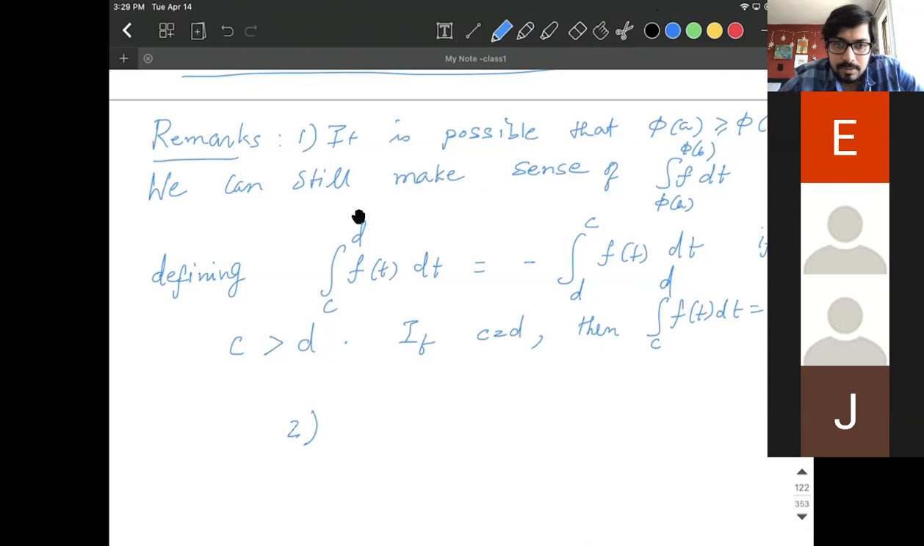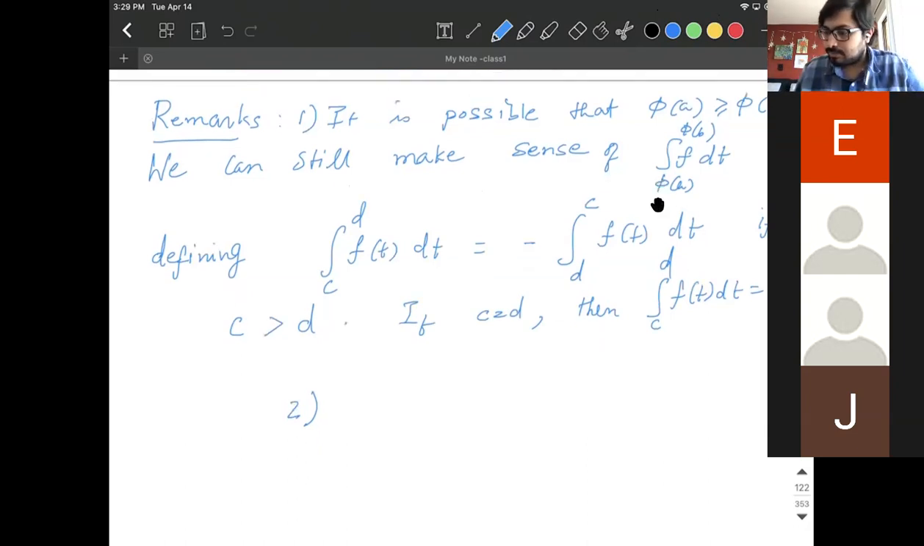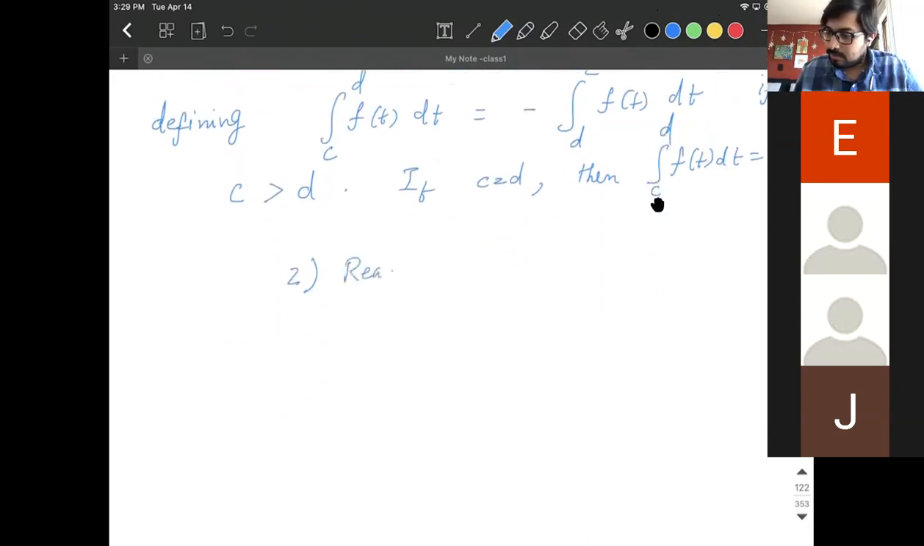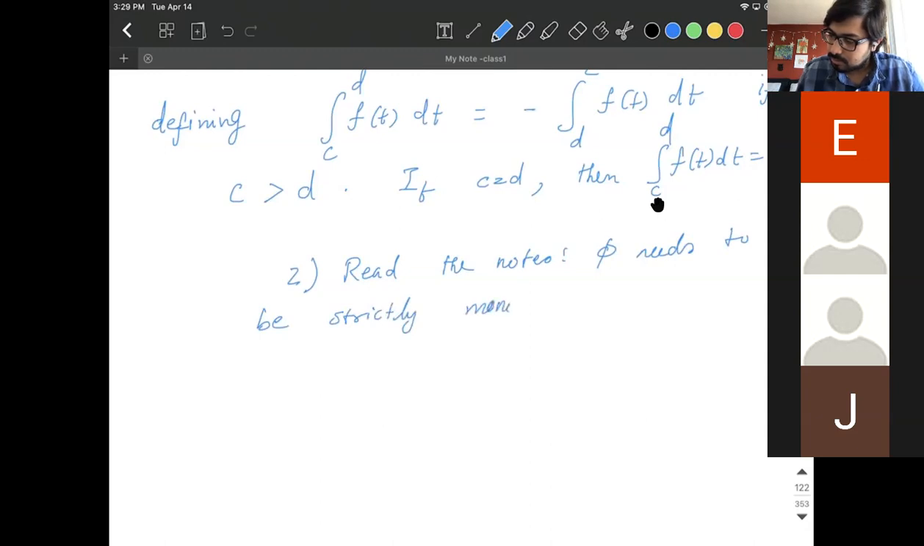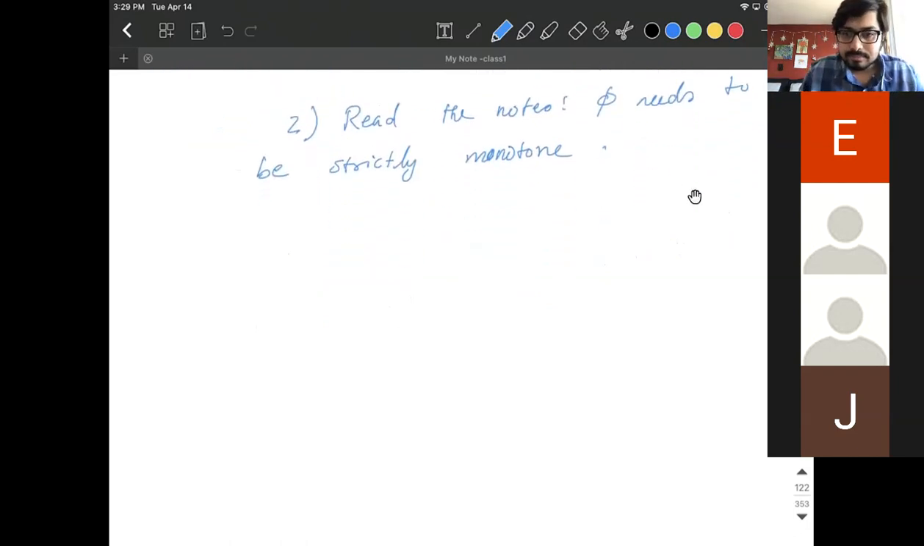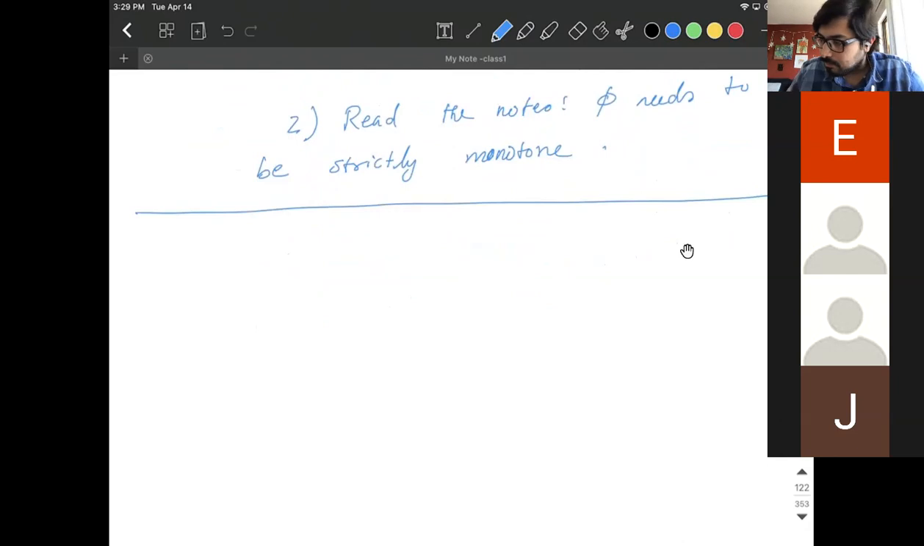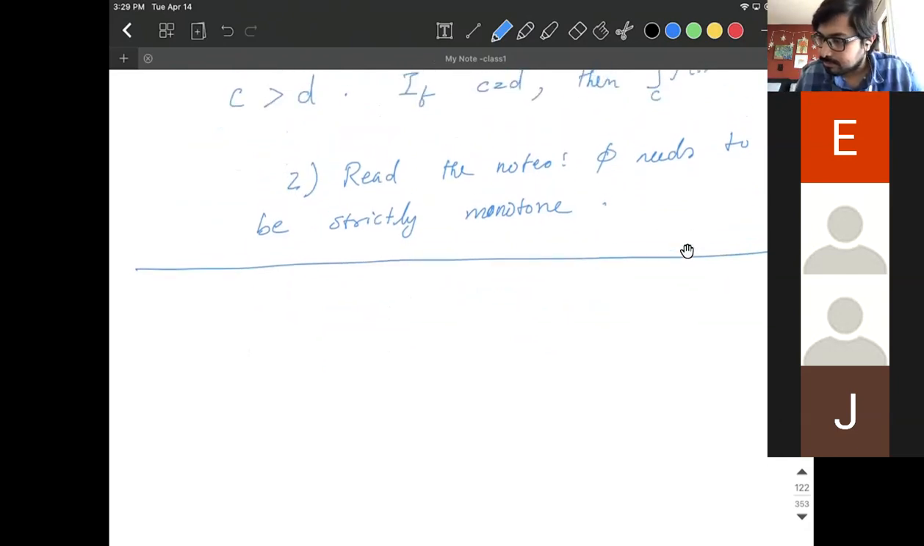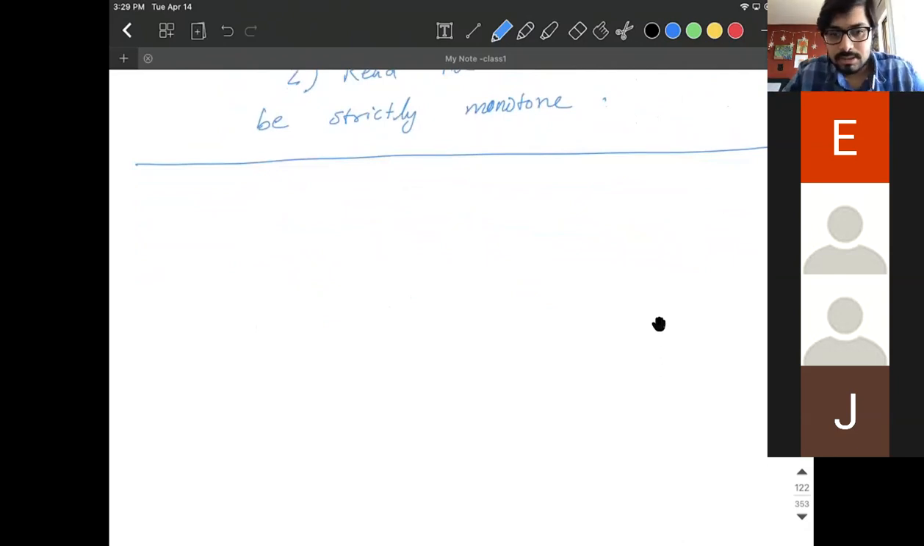But from the first part of the remark, we can show that without this strictly monotone assumption, you can make sense of this change of variable formula. Once again, this is slightly abstract. I'll just state here that phi needs to be strictly monotone in order that the integration is defined. But we are never going to use such technical details. So I would just say that it's given in the lecture notes.